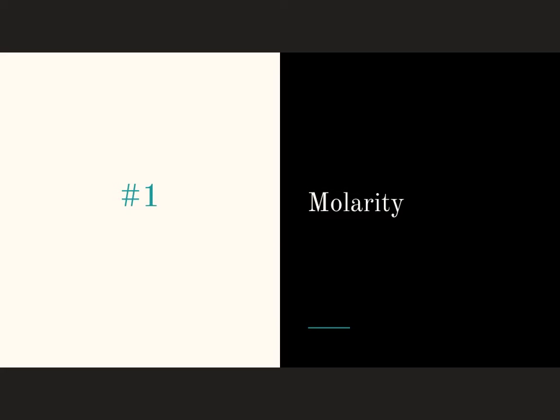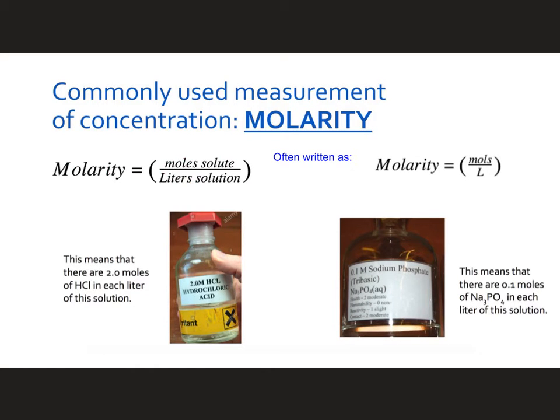First one is molarity. Molarity is what you're going to see the most when we are talking about concentration. It is what chemists use the most to describe how concentrated something they're working with is. And it's usually measured by the moles of solute that's in the solution divided by the liters of the total solution. And you will often see it abbreviated as just moles per liter. So kind of shorthand there, that's what you'll typically be seeing.